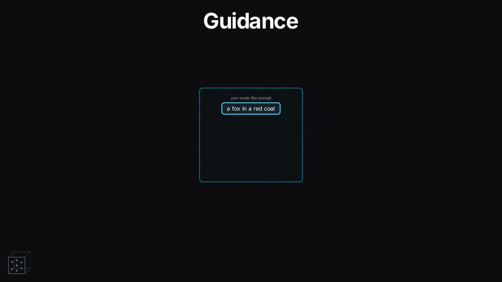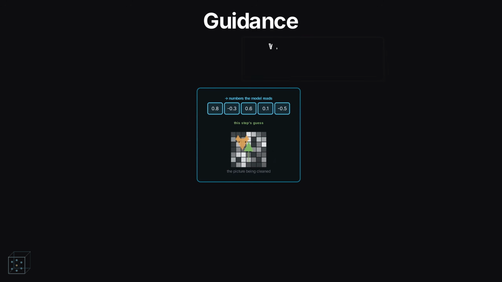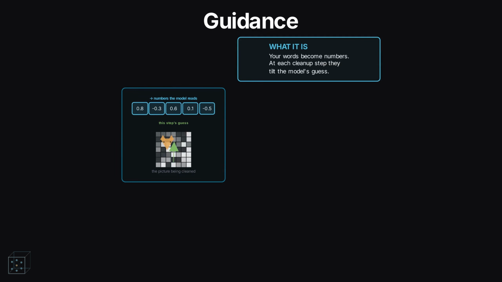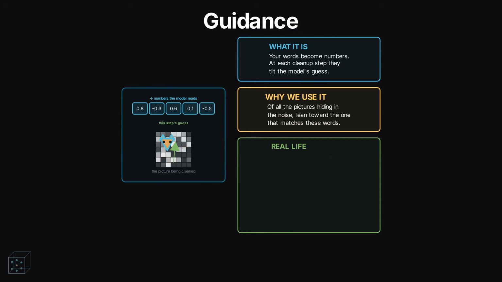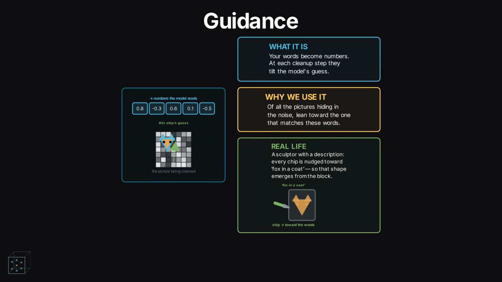That steering has a name, guidance. Your words are turned into numbers the model understands, and at each cleanup step they tilt the guess. Of all the pictures hiding in this noise, lean toward the one that matches these words. Real example, like a sculptor working from a description, every chip of the chisel is nudged toward fox in a coat, so that's the shape that emerges from the block.